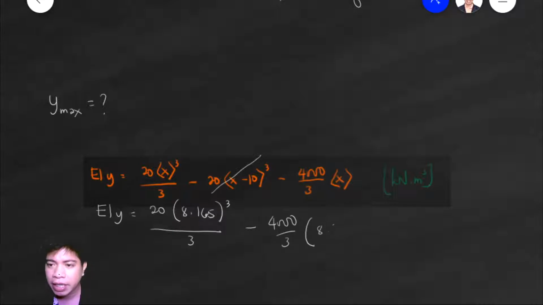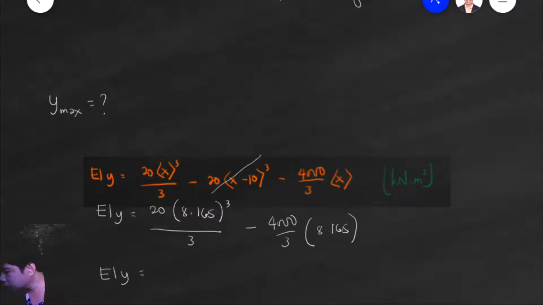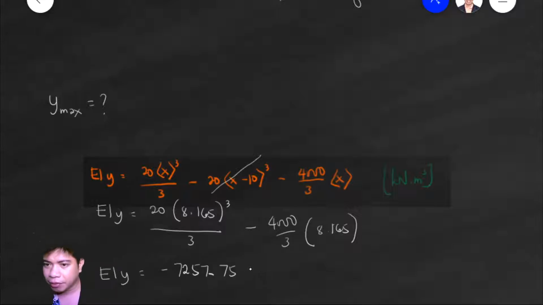Again, yung x natin is 8.165. Okay? So, dito makukuha natin guys is EIY is equals to negative 7257.75. Of course, this is in kilonewton cubic meter. Okay?